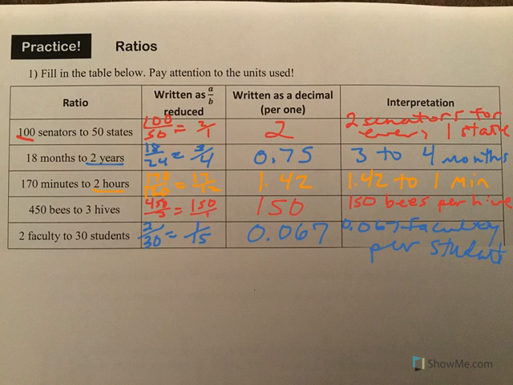All right, so we reduced our fractions each time, changed them to a decimal by dividing. So in this case, we would take 17 divided by 12 to get our 1.42. And then our interpretations are 1.42 to 1 minute. They both have the same units. In the red, we have 150 bees per hive. That's per 1 hive. And then lastly, we have 0.067 faculty per 1 student. Remember, whatever comes first is in the numerator of your fraction.